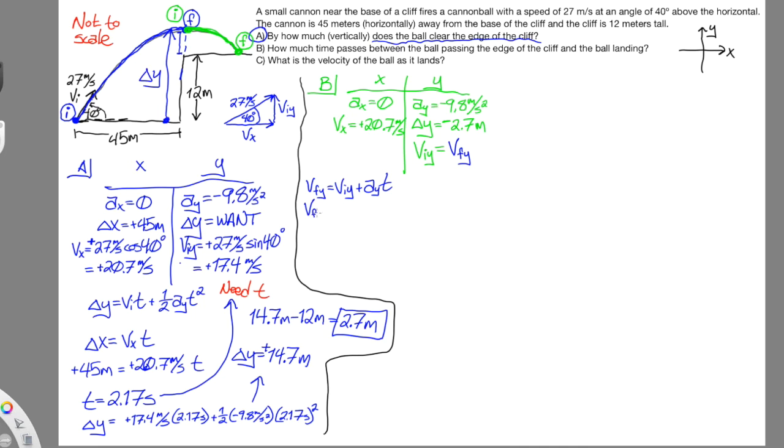to find the final velocity for the blue section, which is the same as the initial velocity for the green section. So vi in the y direction was that positive 17.4 meters per second plus negative 9.8 meters per second squared times the time, again from the blue part, so we want that 2.17 seconds again. And we get vfy equals negative 3.87 meters per second. And like we said, that vfy from before is our viy now.